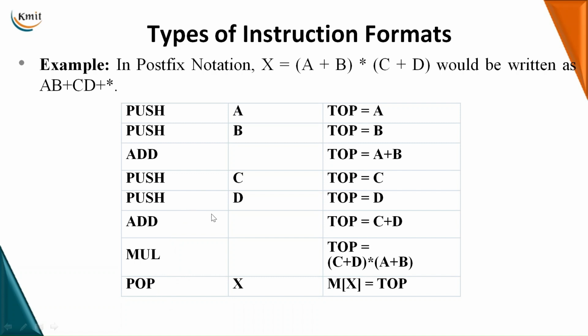Whatever the top of the stack now contains, the result, will be popped and placed into a location X, since we have to place it into X. So M of X, the memory address of X, contains whatever value is there on the top of the stack, the result. This is how you can represent an expression in a zero address format.